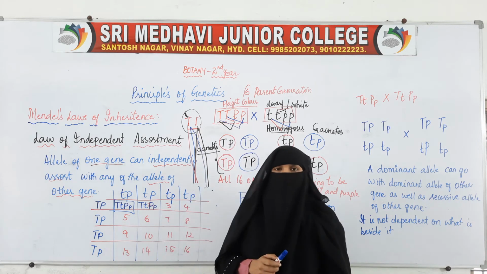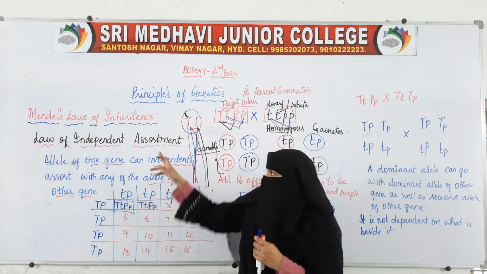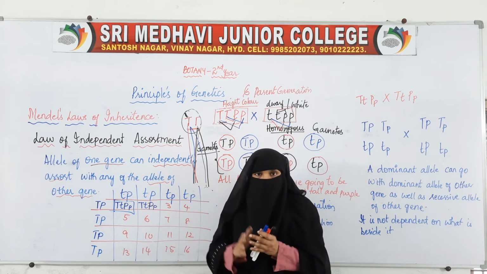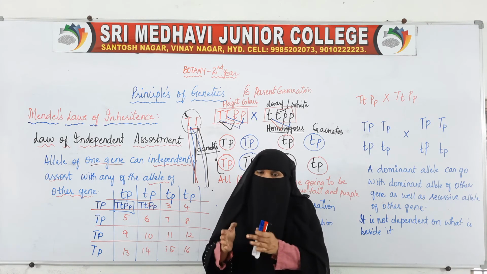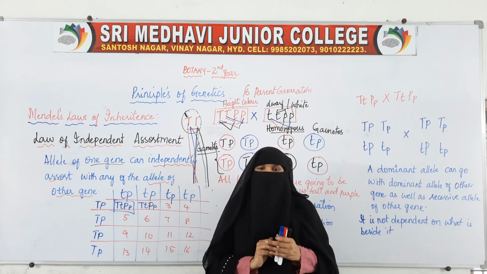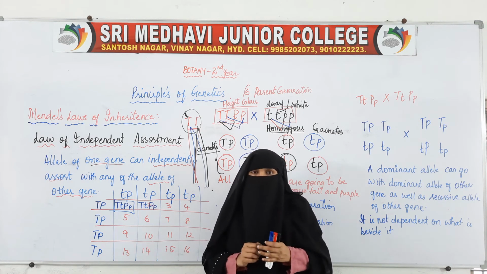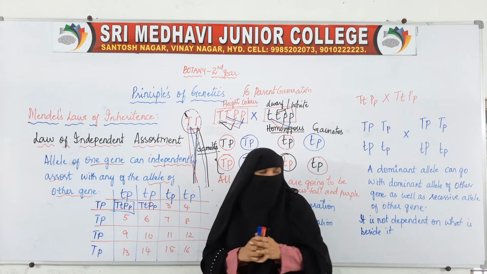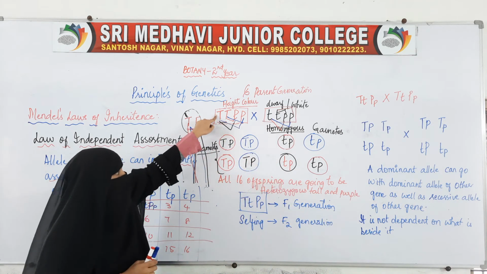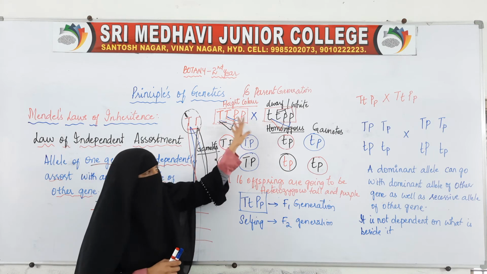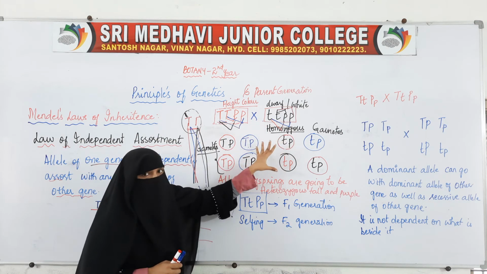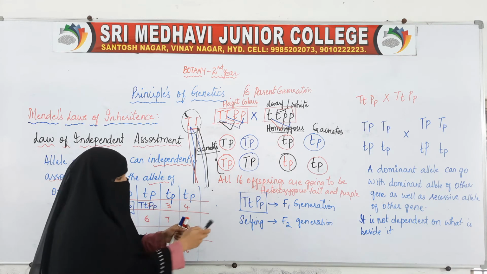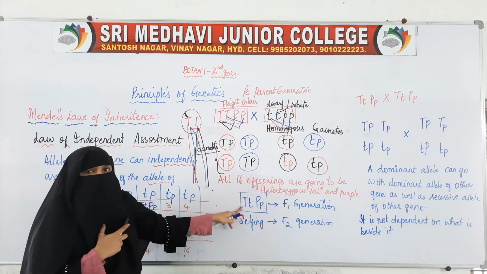Basically what we are stating in this law is, if an allele of one gene can independently assort, it can place itself with any of the alleles of the other gene. It can classify itself, or assort itself, with any of the alleles of the other gene. So if we take these two and cross them, we will get these gametes. When these gametes are crossed, in the F1 generation, we get all heterozygous purple. How do we get it?